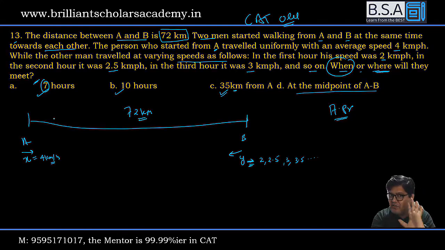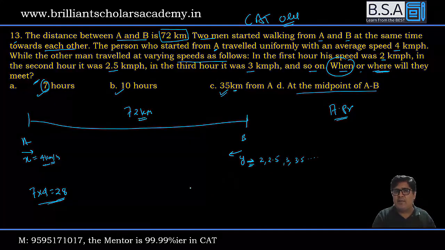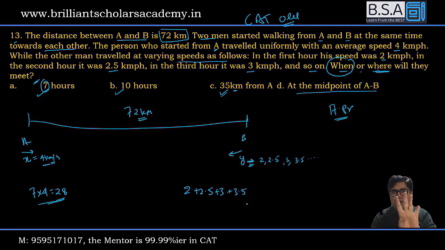In 7 hours, where will this person be? This person would have traveled 28 kilometers in 7 hours. How much will the other person have traveled? Let me write down 7 numbers: 2, 2.5, 3, 3.5. These are 4 hours, each number is the speed of 1 hour. The person will travel 2 kilometers in 1 hour, 2.5 kilometers in the next hour, 3 kilometers in the next hour, 4, 4.5. That makes your 6 hours: 1, 2, 3, 4, 5 and 6 hours. And this is your 7th hour.